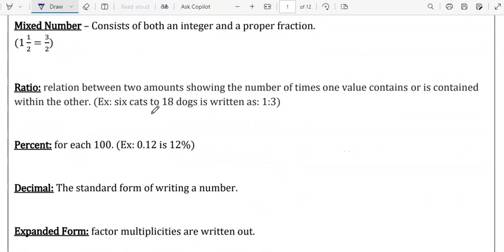Ratio. Relation between two amounts showing the number of times one value contains or is contained within the other. For example, 6 cats to 18 dogs is written as 1 to 3. We have 6 to 18. Each of them could be divided by 6.